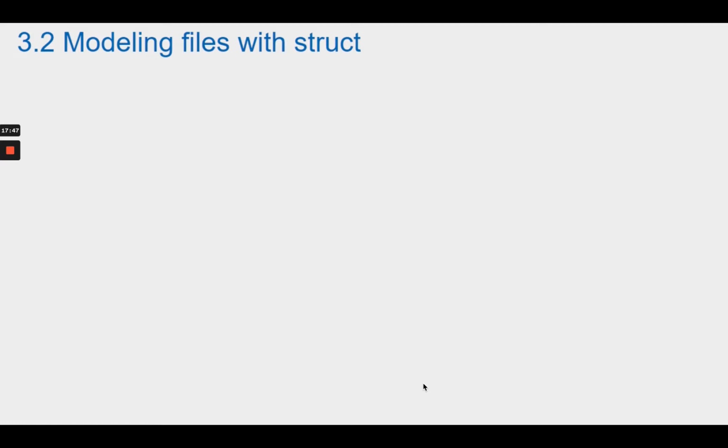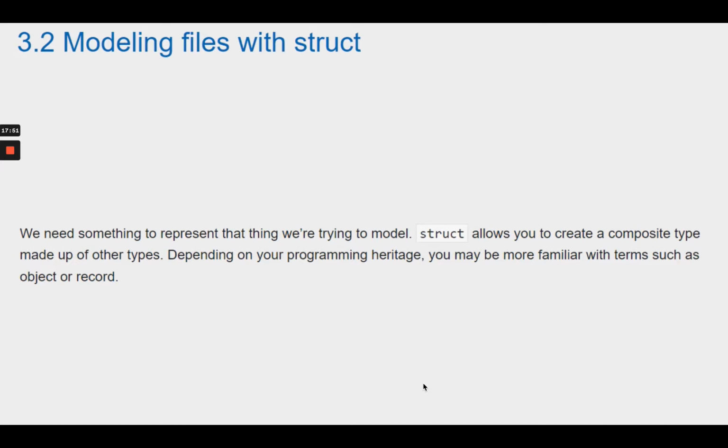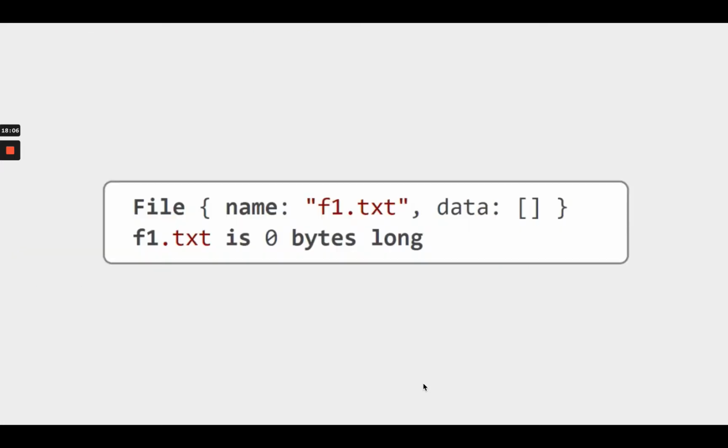Section 3.2, Modeling files with struct. We need something to represent that thing we're trying to model. Struct allows you to create a composite type made up of other types. Depending on your programming heritage, you may be more familiar with terms such as object or record. We'll start with requiring that our files have a name and zero or more bytes of data.